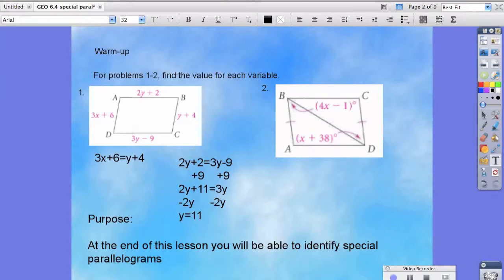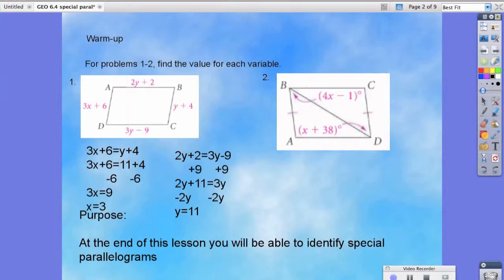Then you can substitute that y into the second equation, giving you 3x plus 6 equals 11 plus 4. Then by combining 11 plus 4, which is 15, and subtracting 6 from both sides, you'd have gotten 3x equals 9, and x equals 3.